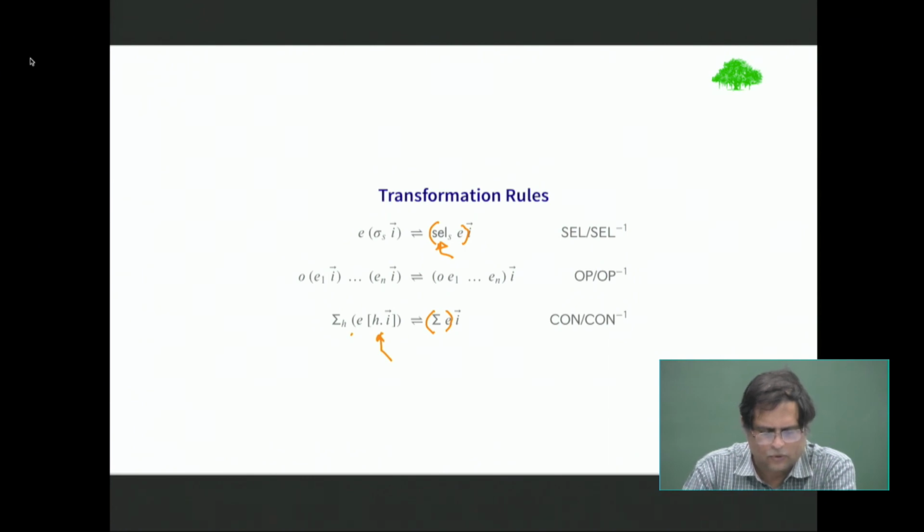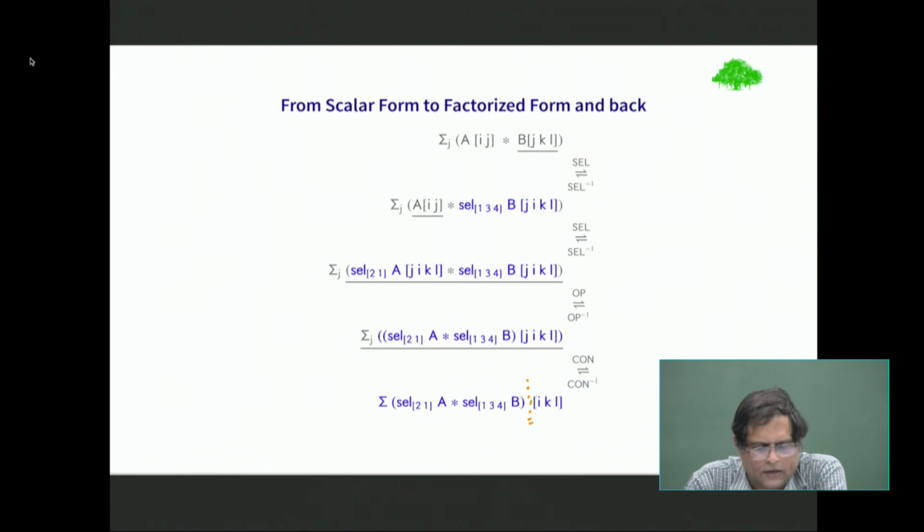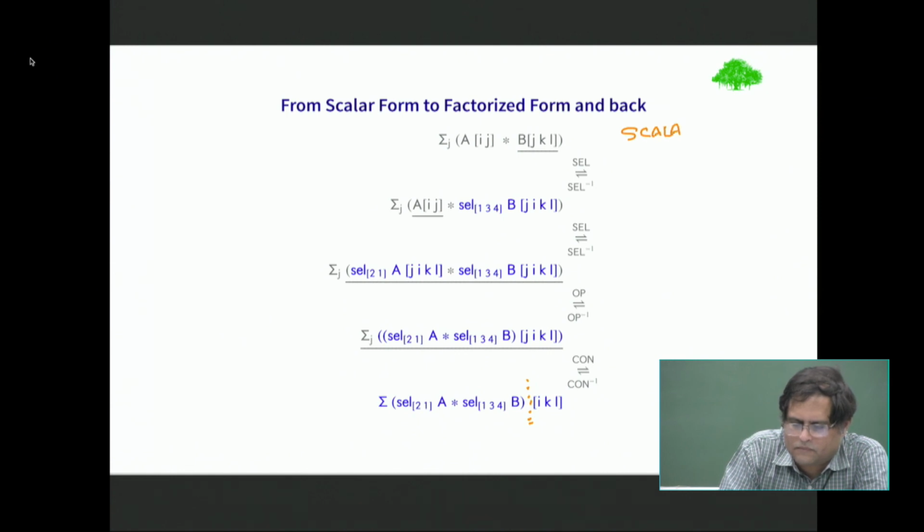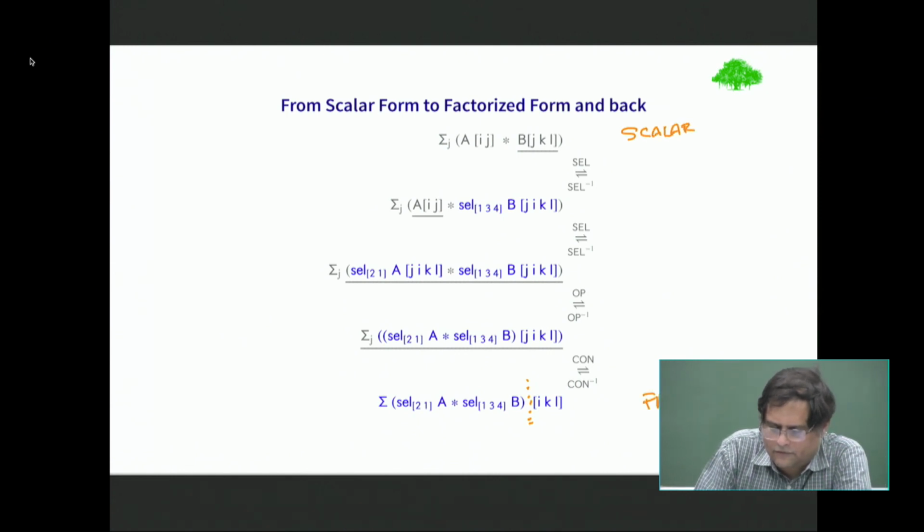Let's see how these transformation rules work with a simple example. Here's the example that we had in the motivation section: sigma j a_ij times b_jkl, and we want to eventually convert this expression into a factorized form. The blue is indicating that you're converting this expression incrementally into factorized form. The underline tells you the redex, and the blue tells you what it gets converted to. You can actually read this backwards as well. You can start with the blue and end up with the gray, which is a scalar form. So this is a scalar form, and this is the factorized form.